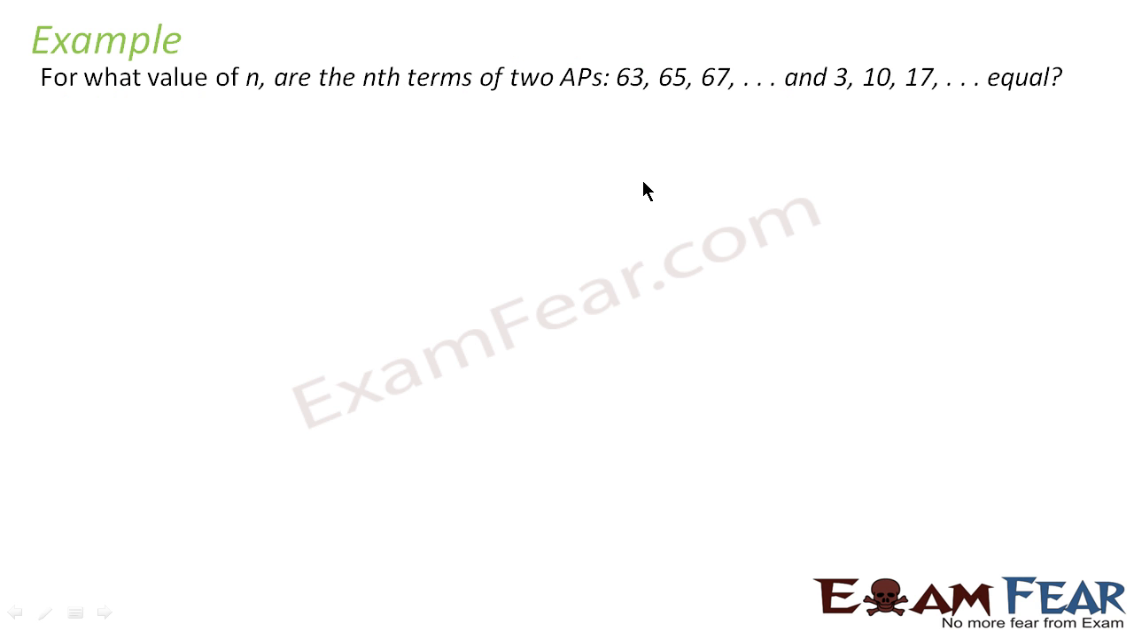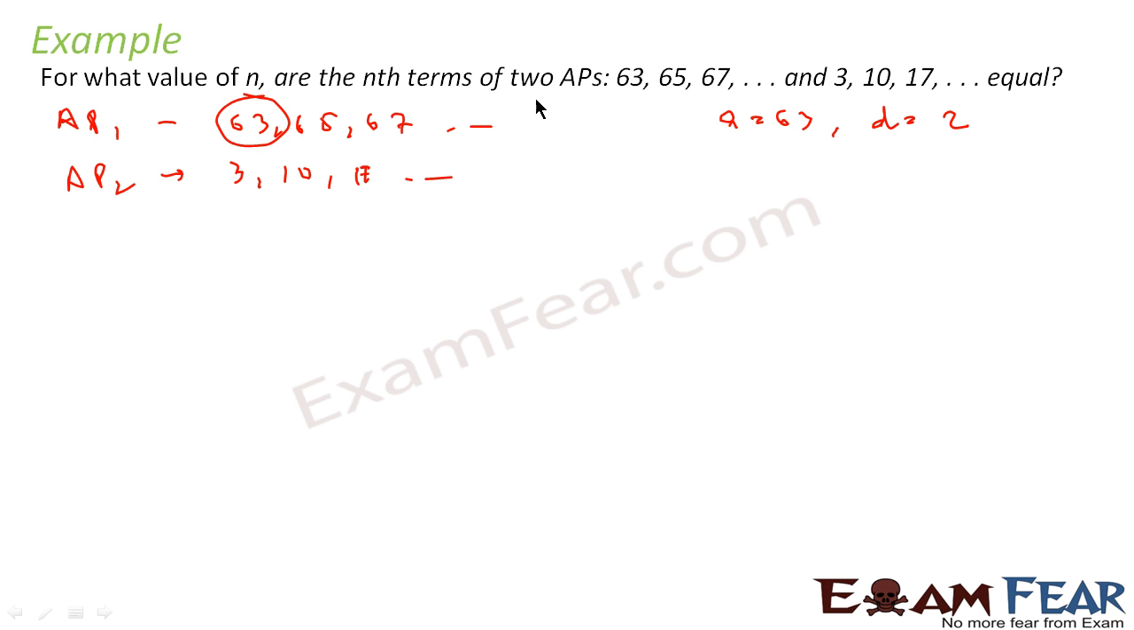The question says we have to find the value of n for which the nth terms of two APs are equal. There are two APs actually, AP1: 63, 65, 67, and so on, and AP2: 3, 10, 17, and so on. So in this AP, A is equal to 63 and D is equal to 2. To find the difference, 65 minus 63 is 2, 67 minus 65 is 2. In this AP, A is equal to 3 and D is equal to 7. Why? 10 minus 3 is 7, 17 minus 10 is 7.